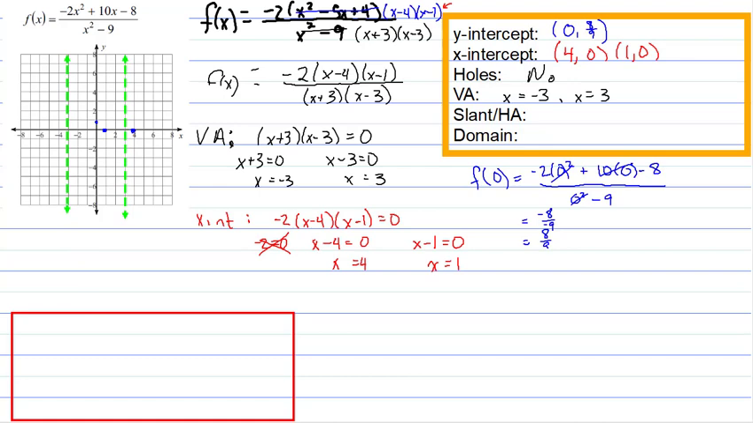And then let's find our horizontal asymptote. You look at the original problem, and my highest power is squared, and it matches in the numerator and denominator. So that means my horizontal asymptote is the ratio of the coefficients. So it's negative 2 divided by 1, because there's an understood 1 here. So y equals negative 2 is my horizontal asymptote.